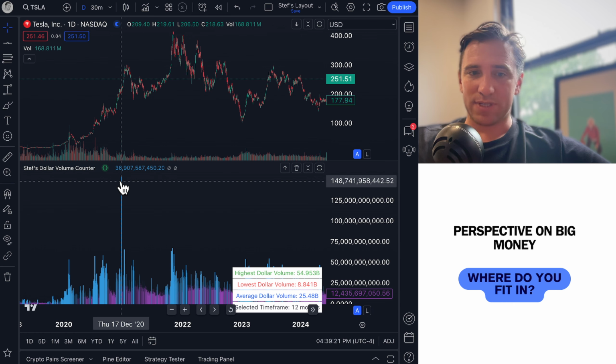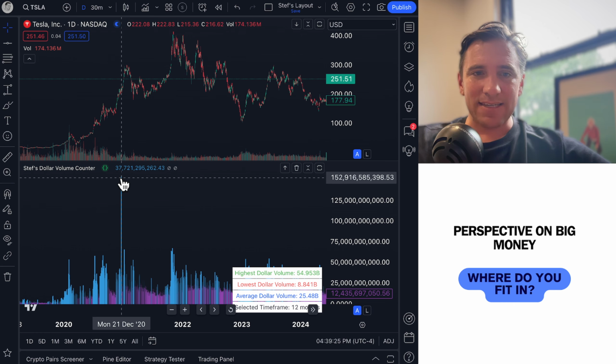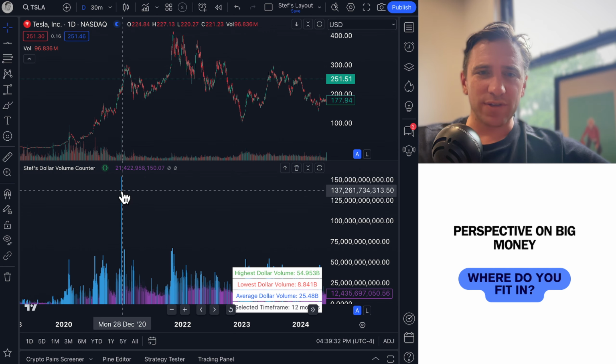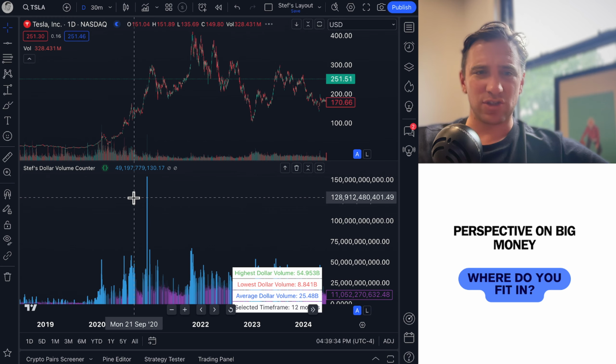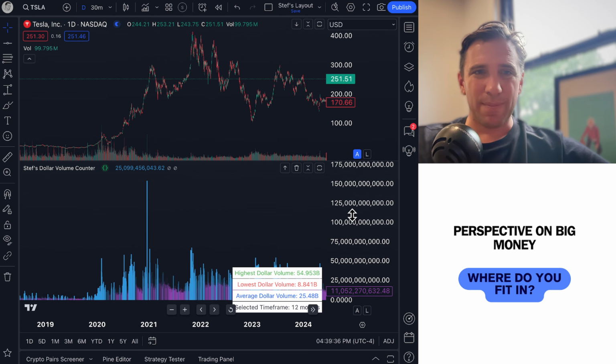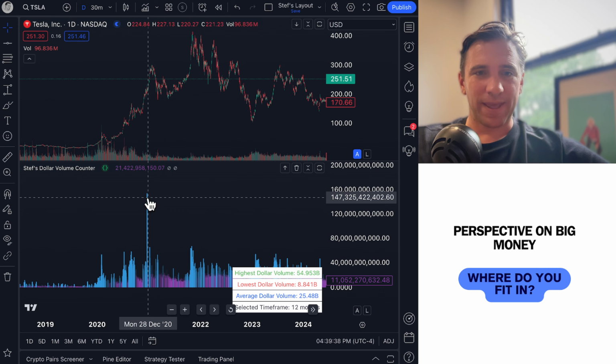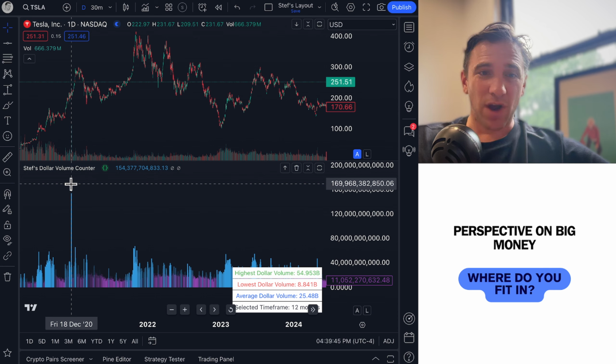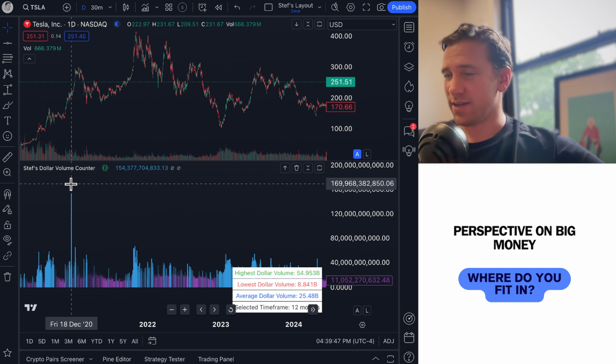If you go back to December of 2020, you can see that Tesla set a record here at what looks to be over 150. I mean, just a jaw-dropping amount of money was traded on Tesla here. In fact, I'm trying to make sure I can get my mouse over it. I can't get it to get perfectly over it. 154 billion was traded right here on Tesla on this specific day.